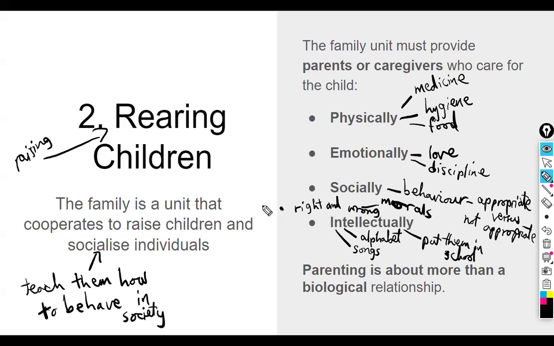Right? Values and goals are other things too, related to morals. Yes, thanks, Triana. Values is right and wrong, and then goals, helping children find a goal, something they want to work towards. Right? All right, can we move to the next slide?